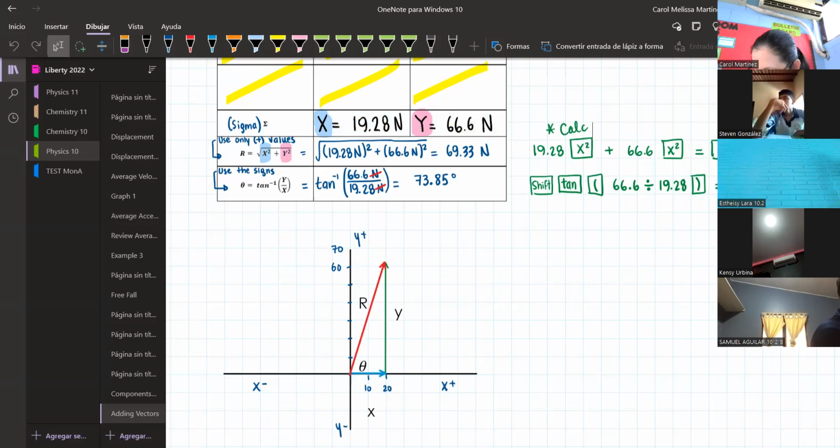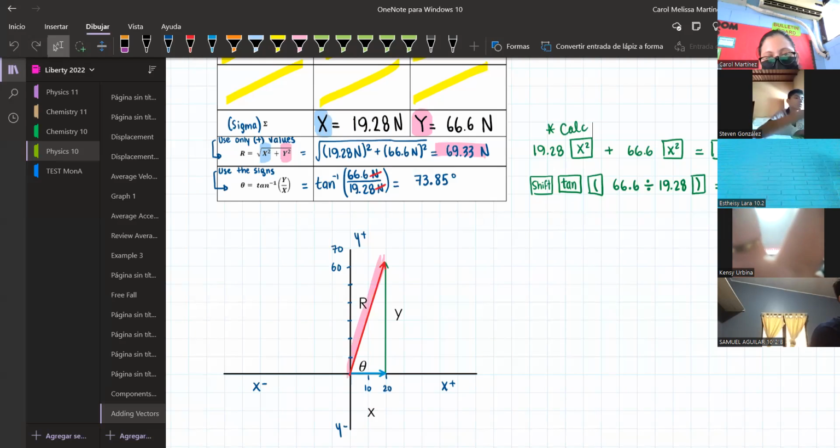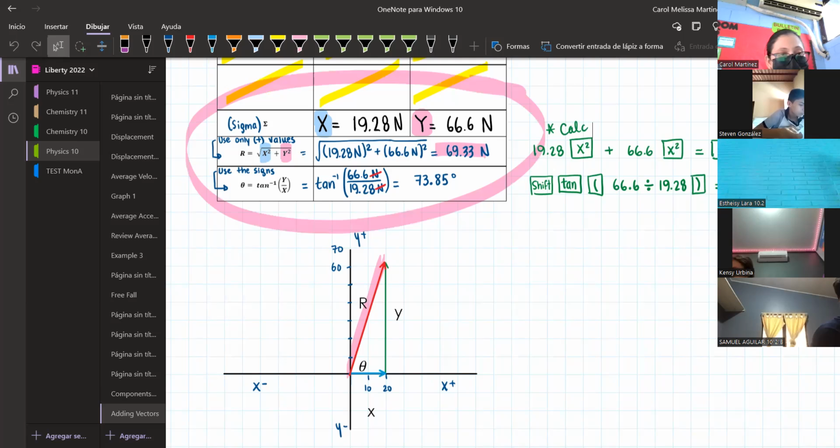And what is R? The resultant R is 69.33, and it comes from the center to the end of the triangle. And as you know already, the resultant is the hypotenuse of the right triangle that is formed. So everything from here is a right triangle, and there you have all the information to sketch it. You have your X, you have your Y, you have the angle, and of course you have the value of the resultant.